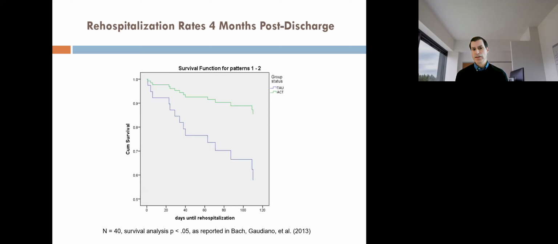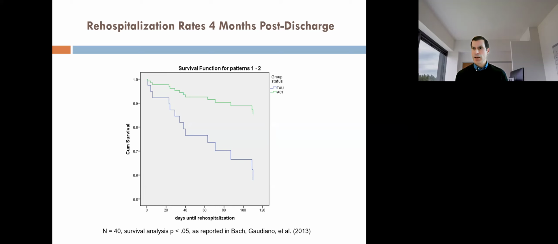ACT, what we see here is what we call a survival curve. Basically, it's the time until they were rehospitalized after they were discharged from the hospital, up to 4 months. And the steeper the line, the faster they were rehospitalized. As you can see, TAU means treatment as usual. Compared to the people who got ACT in the hospital, those who got treatment as usual actually had a faster rate of rehospitalization.